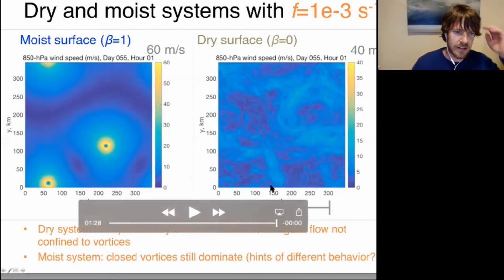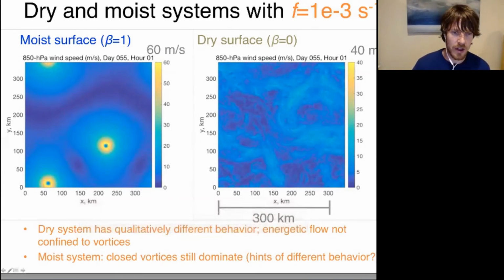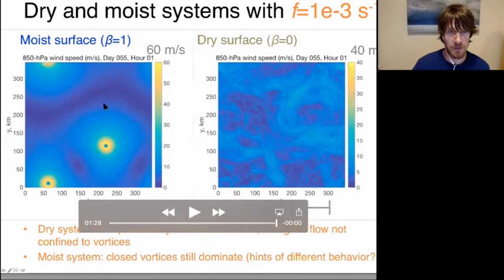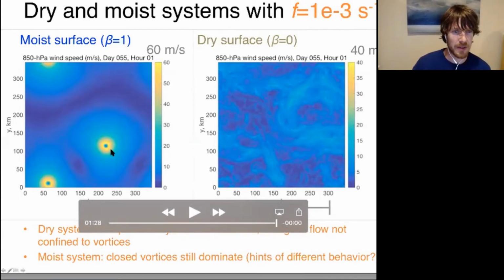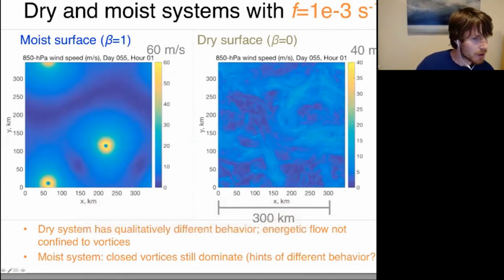So the dry case appears to be qualitatively sensitive to rotation rate, in that you end up with a very different solution at very high rotation rates. The moist case might be as well, but we haven't tried to push it to Coriolis parameters much higher than this. But it seems like there may be strange behavior starting to happen.